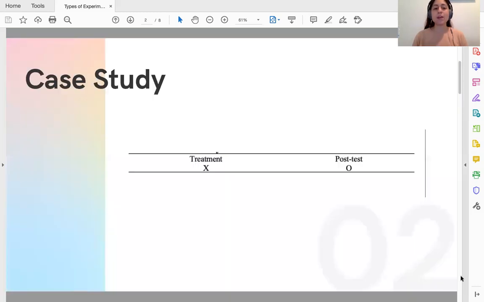Okay, so first we have a case study. And this is the most basic. We have a treatment and then an outcome. There's no control group, there's no pretest, there's no real way of knowing whether what has happened at the outcome is because of the treatment. You're taking a client, you give them a treatment, and then afterward you are seeing what the outcomes are. So you can imagine what the limitations are here. You can't really explain what's going on, and a type of study like this is going to have virtually no internal reliability or external validity.